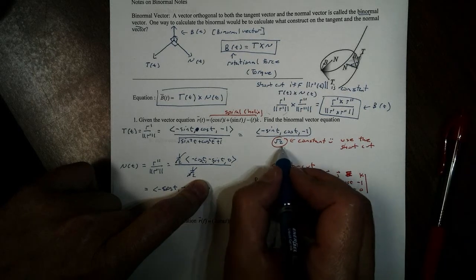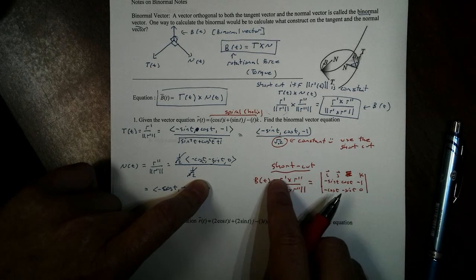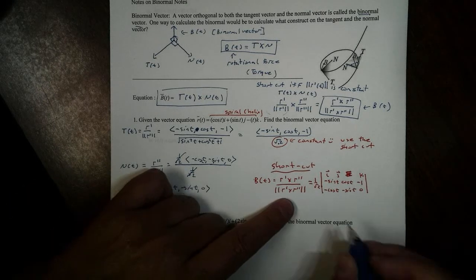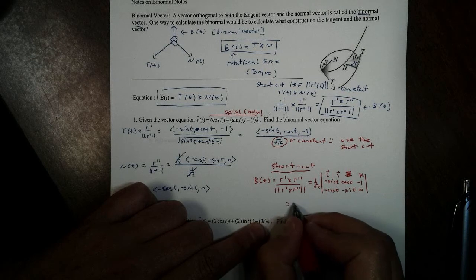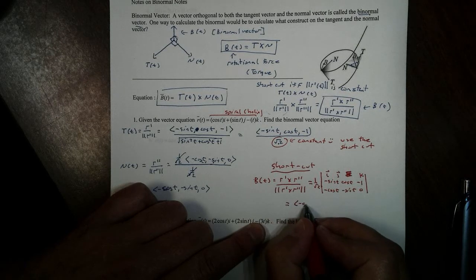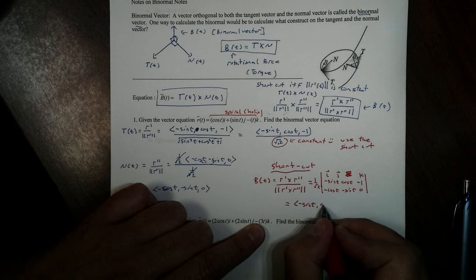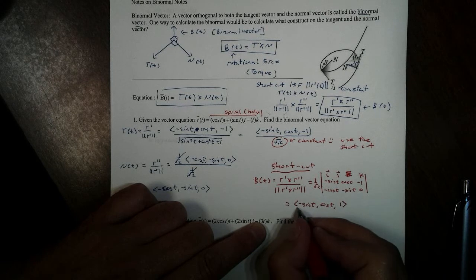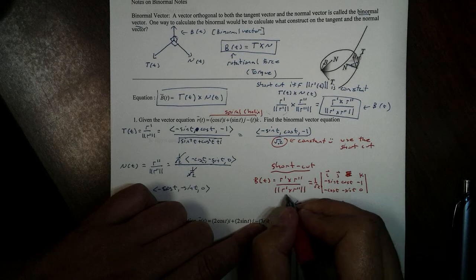Now, notice, I didn't worry about my magnitude, my 1 over root 2 there, because that's a constant. See that 1 over root 2? I can just factor that out. So at the very end, I can just multiply by 1 over root 2. And when we simplify this, what we wind up with is negative sine t, cosine of t, 1, all over the square root of 2. There's our magnitude right there.